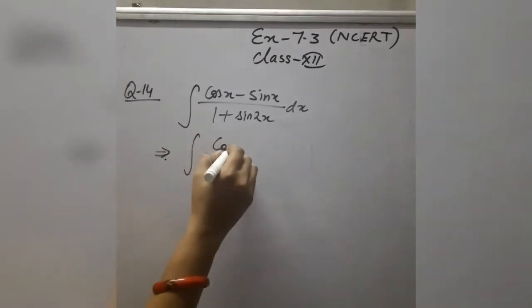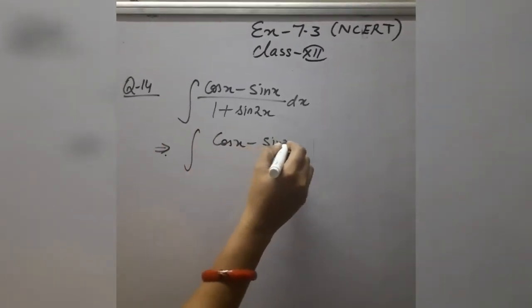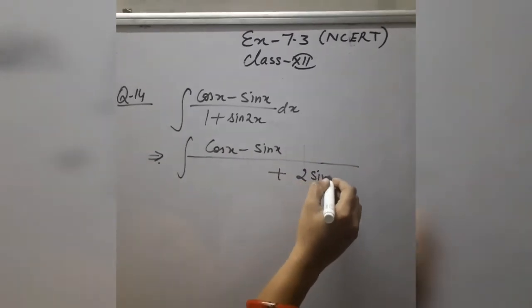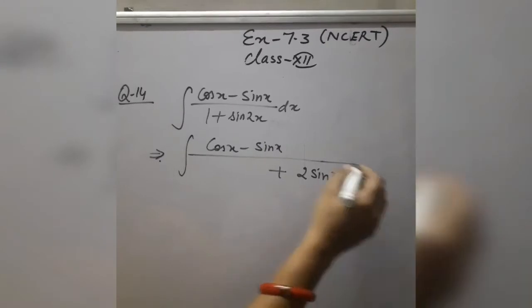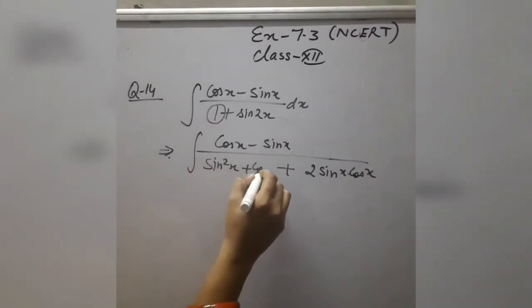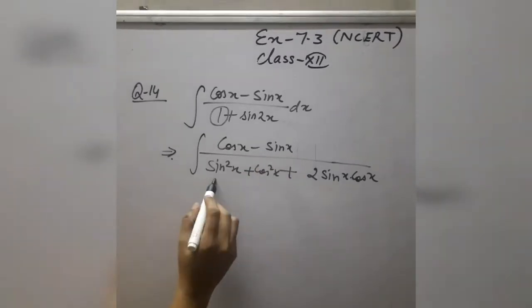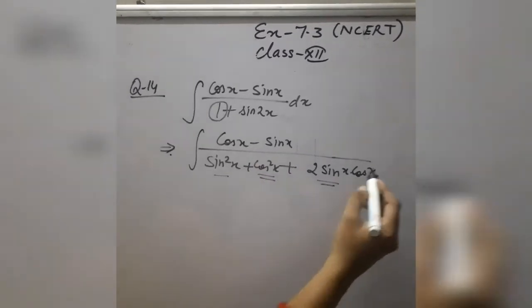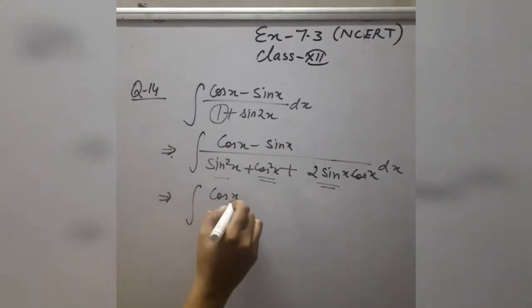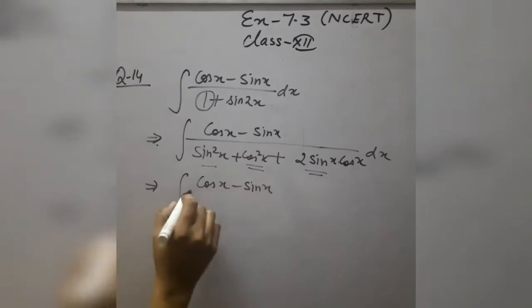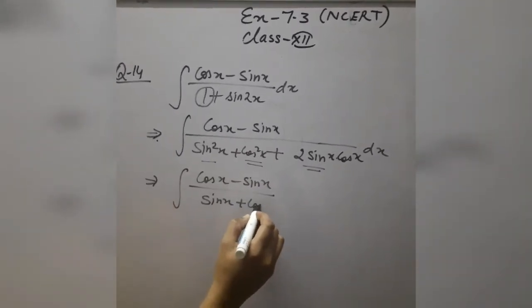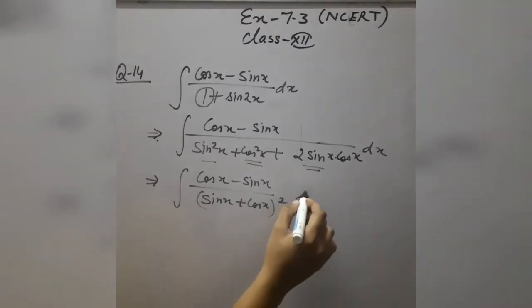See here, this cos x minus sin x remains as it is. Sin 2x can be written as 2 sin x into cos x, and 1 can be written as sin square x plus cos square x. Now it becomes a square plus b square plus 2ab, which means (a plus b) whole square. So the numerator can be written as cos x minus sin x as it is, and in the denominator it can be written as (sin x plus cos x) whole square.